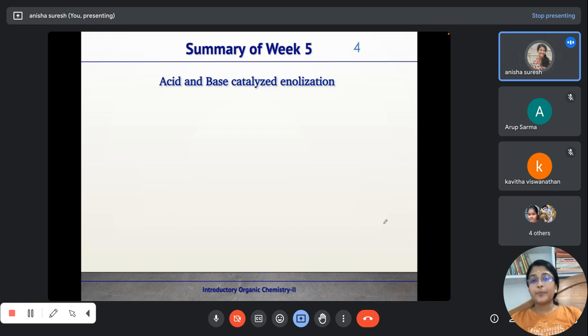Now coming to acid and base catalyzed enolization. Normally, this enolization reaction is not feasible under neutral medium. As we have seen, the formation of enols is not much favorable because the energy of enols is more than that of the energy of ketones. So we require something to catalyze that reaction. We can catalyze this reaction either by using acids or by using bases.